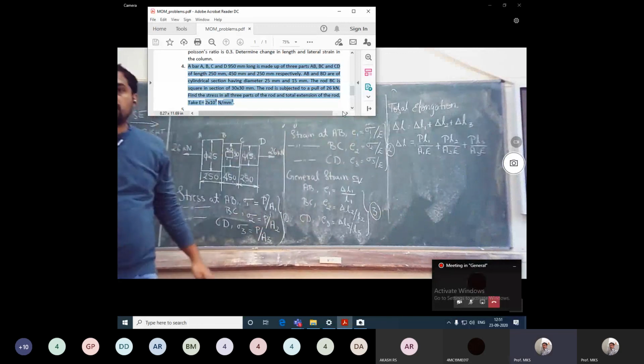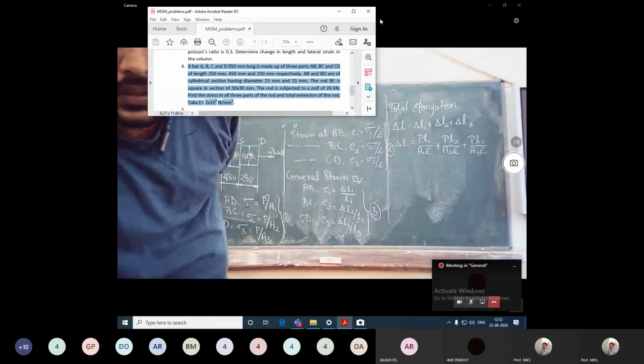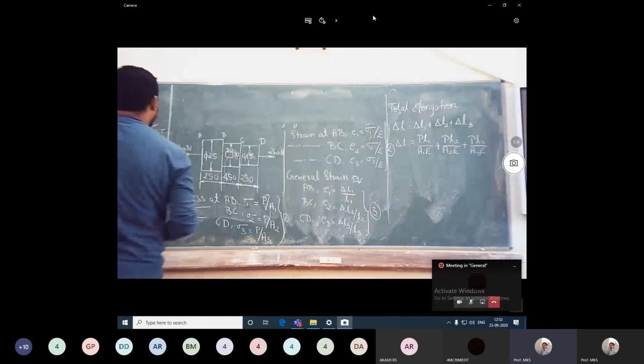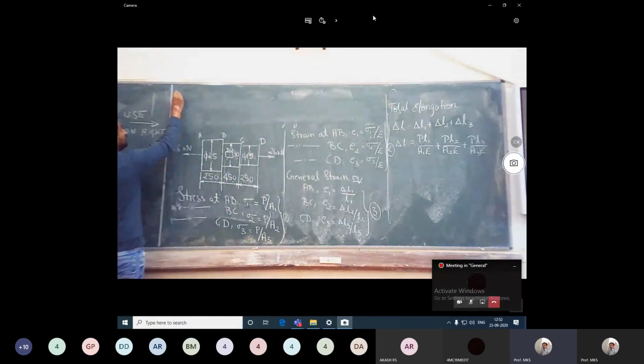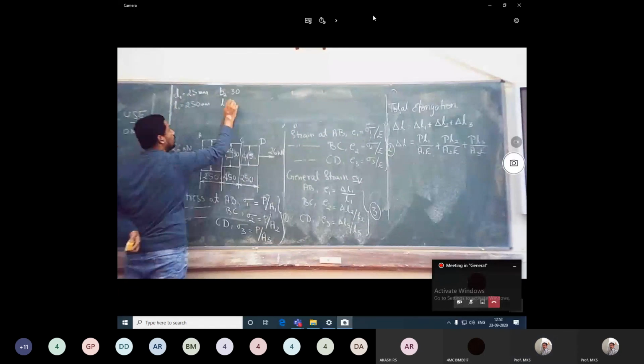So I think you have written the problem. Right? So we have, we'll take small letters. D1 is 25 mm. L1 is 250 mm. Instead of D2, we have breadth. B2 is equal to 30 and L2 is equal to the cross section.